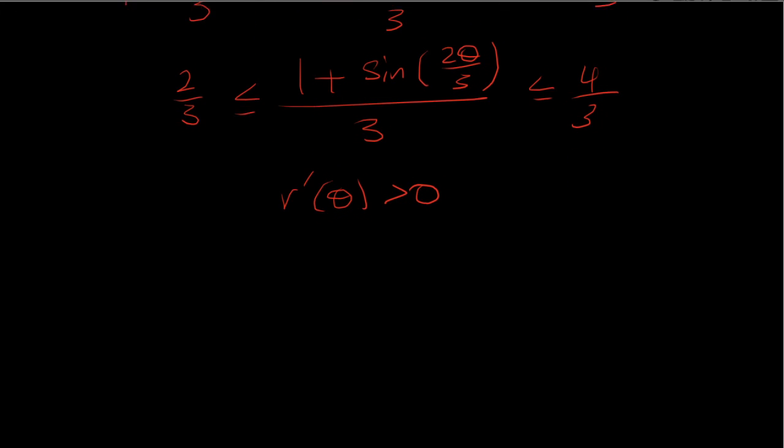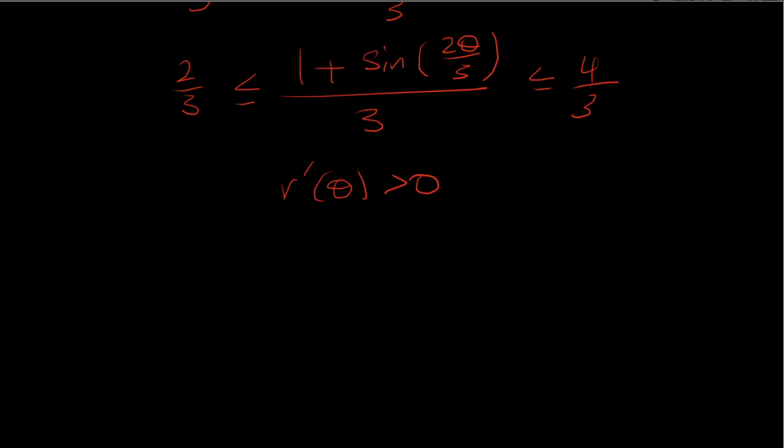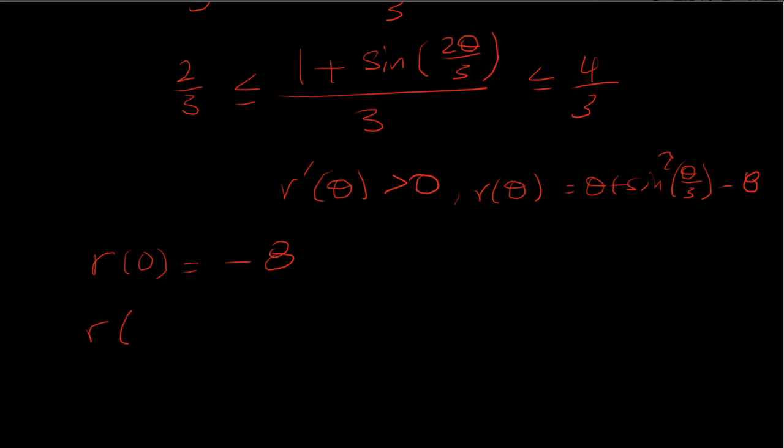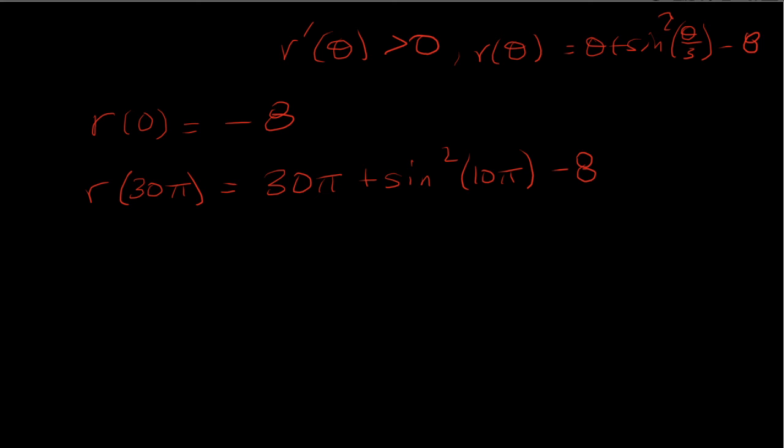The next step is to find a negative and a positive value. So let's take a look at r of 0. Well, we know that r of theta is theta plus sine squared theta over 3 minus 8. Plug in 0, I get -8. I'm going to plug in 30 pi and get 30 pi plus sine squared 10 pi minus 8. Sine of 10 pi is the same thing as sine of 0, so that's 0. And that's 30 pi minus 8, which is obviously positive, since 30 pi is greater than 90, because pi is about 3.14.